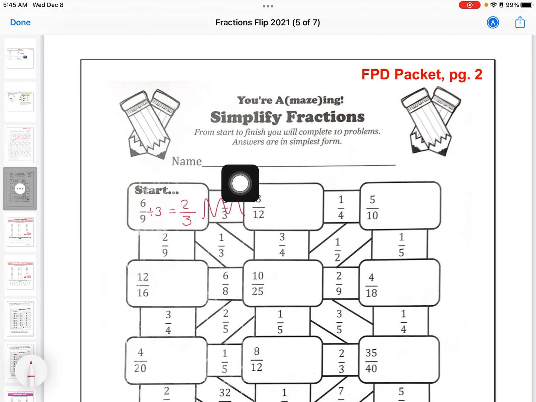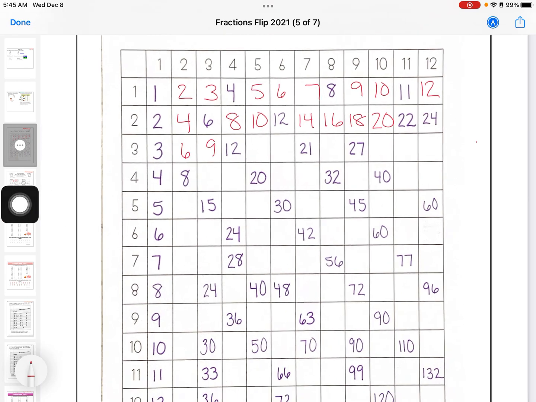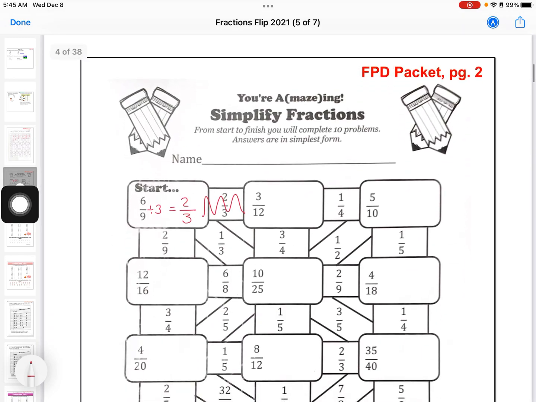Again, remember I said when simplifying to always take a look and see, does the smaller number go into the larger number? Does 3 go into 12 evenly? If you're not sure, you can look back up at your chart and see, does 3 go into 12? Yep, it goes in 4 times. So that means that I can divide them both by 3. So I'm going to show the divided by 3. When I divide 3 by 3, I get 1. But when I divide 12 by 3, I get 4. So 1/4 is my simplest form.